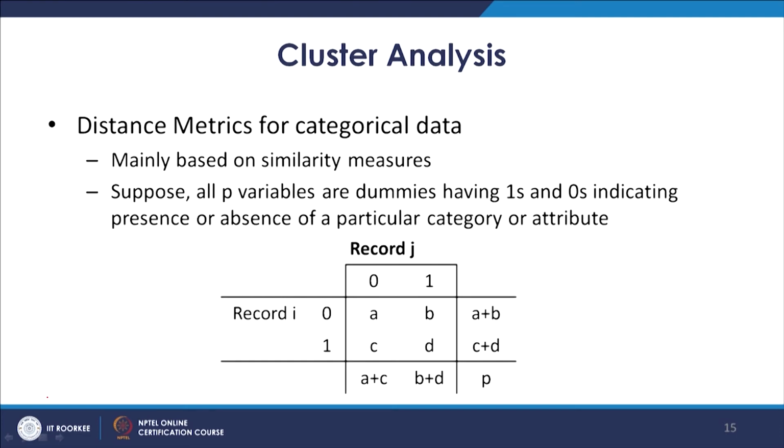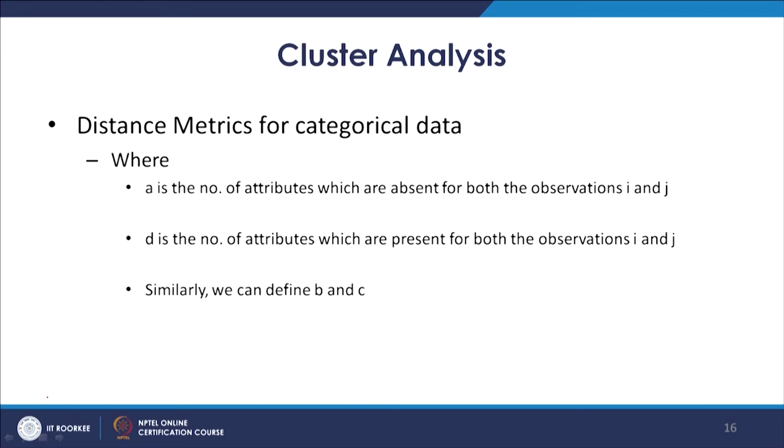If we look at another value here in this table, d is the one indicating presence. So, d essentially indicates the number of attributes which are present in both the records i and j, both the observations. This is what we have mentioned here: d is the number of attributes which are present for both the observations i and j.